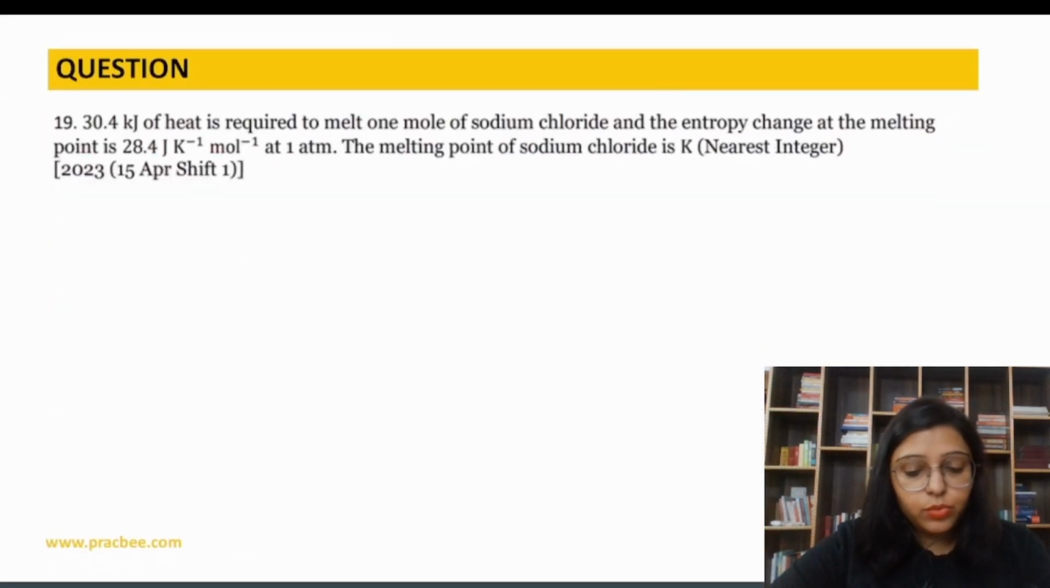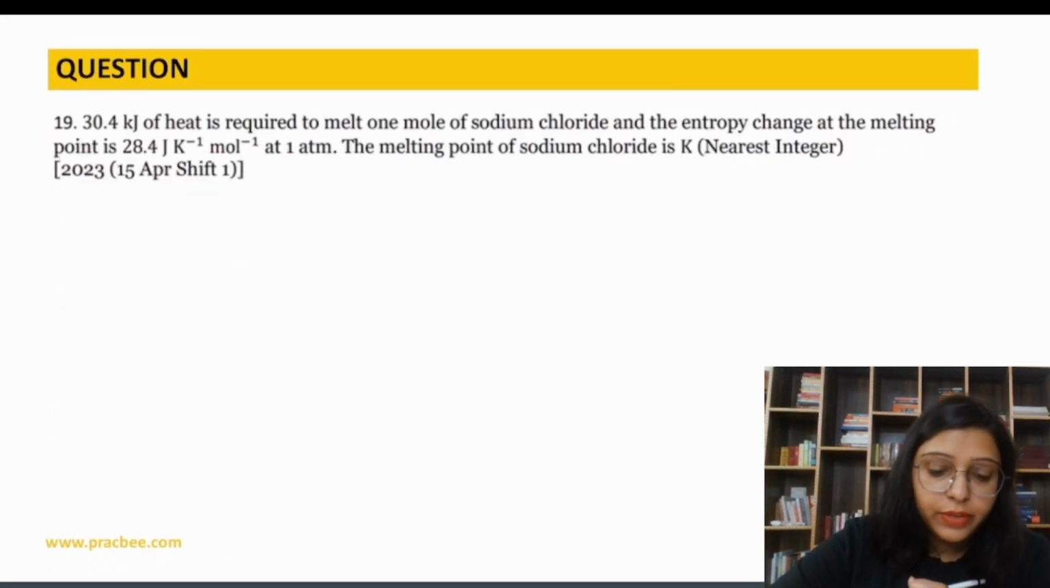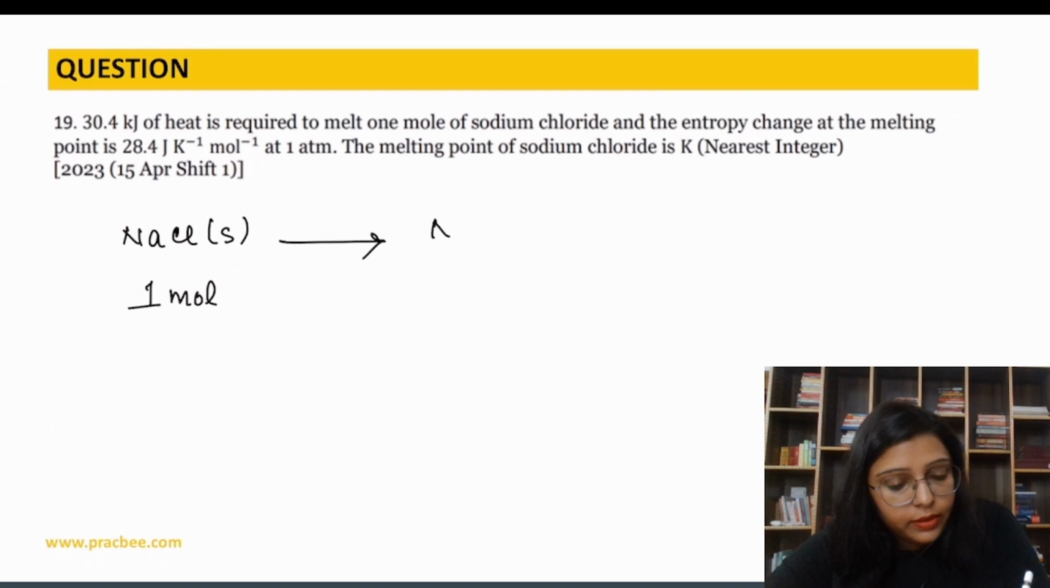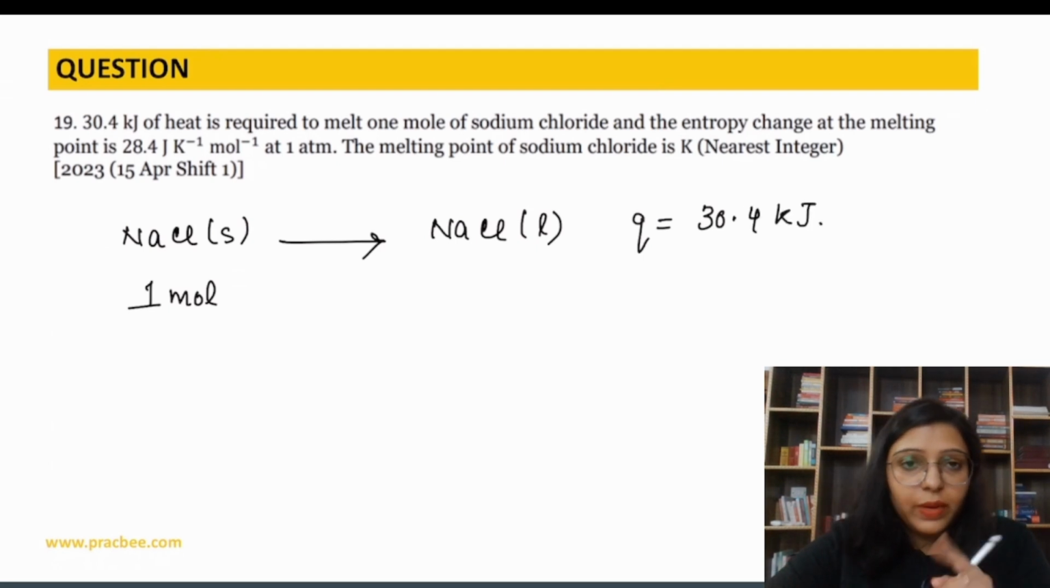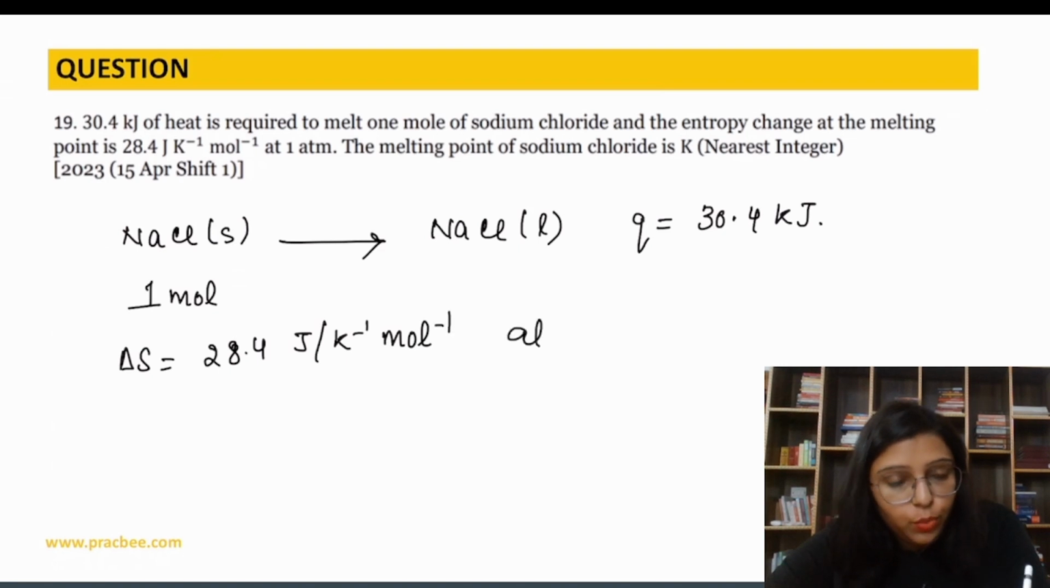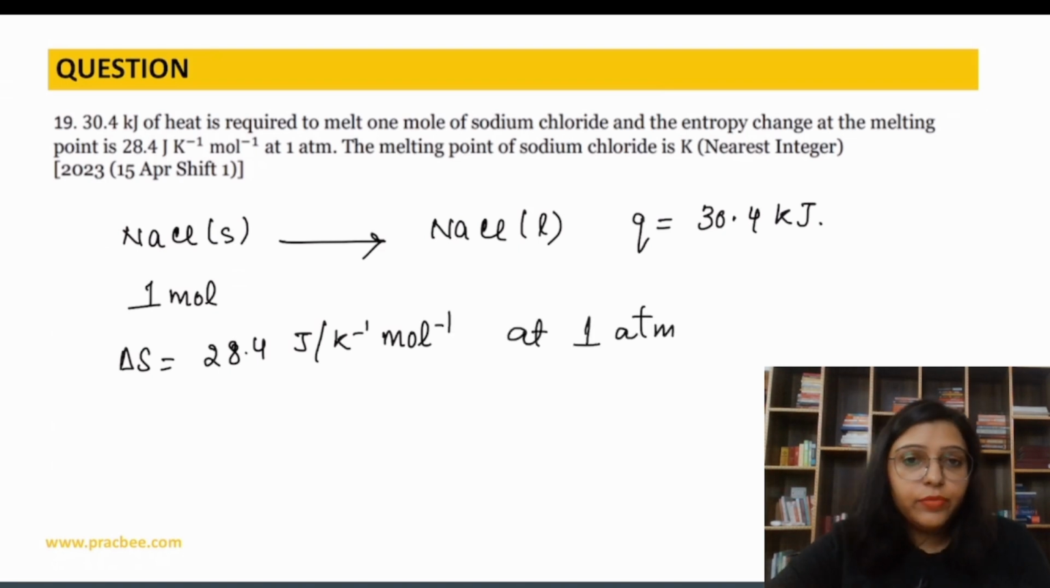Okay, now let's do the next question. 30.4 kilojoule of heat is required to melt 1 mole of sodium chloride. So we have 1 mole of sodium chloride. In order to melt this, we require heat energy equal to 30.4 kilojoule to melt 1 mole. And the entropy change at the melting point, delta S, is 28.4 joule per Kelvin per mole at 1 atm. Okay, so we have to find out the melting point.